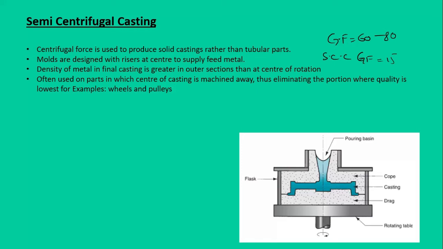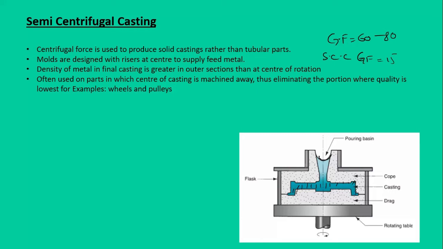The molds are designed with a riser at the center to feed the metal. So we have the riser at the center here. All this is the original part which we are casting, but we do have the riser here, so that if there's any shrinkage, it will compensate for the shrinkage. And the density in the final part changes because it's a solid section instead of hollow. So there is a change in the density. The density is highest towards the edges, while it reduces towards the center because of the effect of centrifugal force.